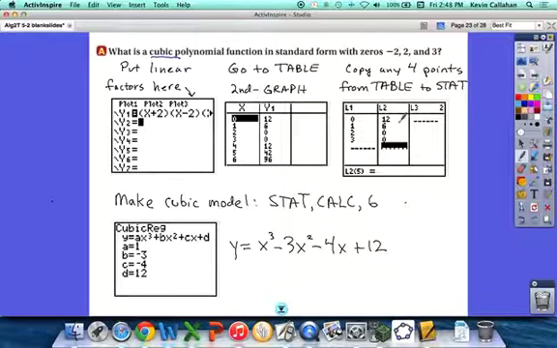Once you've got 4 points in there, then you're going to make the cubic model by going stat, calc, and then 6 is the option for cubic. And you should see a screen that looks like that.